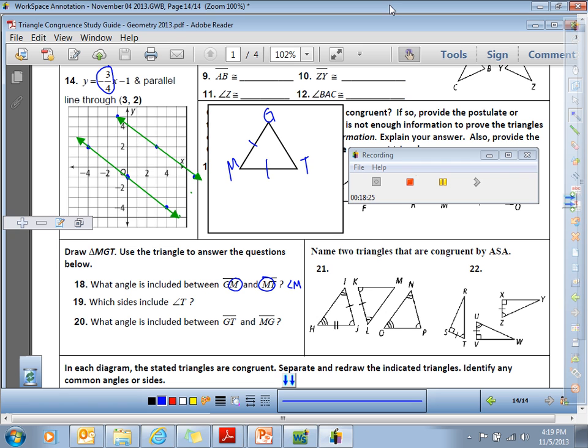Okay, which sides include angle T? And this is for 18 through 20. So which sides include angle T? So here's angle T, and the two sides that include it would be side GT and side MT. Notice they both use the letter T. This side and this side. Where they meet, they include that angle T.